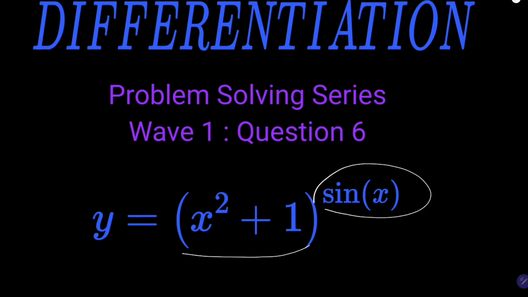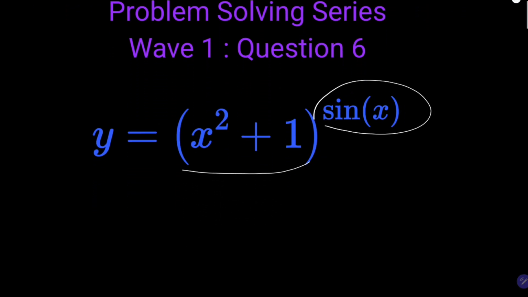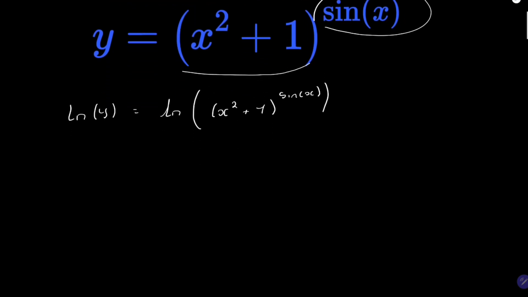So what is the first thing we need to do, recalling the video on logarithmic differentiation? Our first step is to apply ln on both sides. This leaves us with the function ln y equal to ln of the big function x squared plus 1, all that to the sine of x. Now applying our log laws, this gives us ln of y equal to sine of x times ln of x squared plus 1.